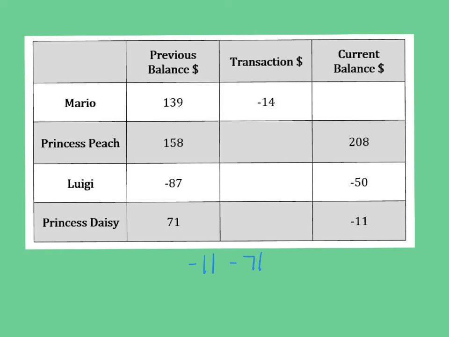Now that we know our integer work, we're going to circle the negative 11, circle the negative 71. We turn it into an addition problem. So negative 11 plus a negative 71 is going to end up being a negative 82. So she spent $82, and that brought her down into the negative.